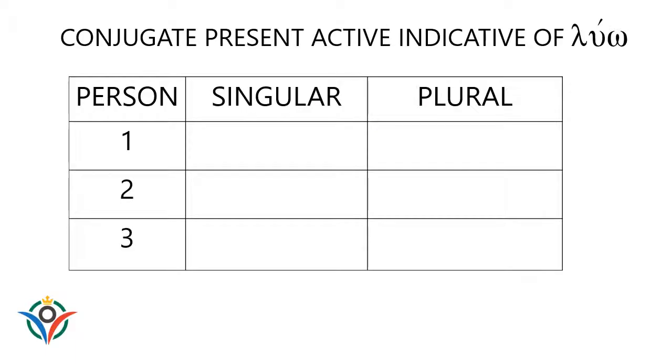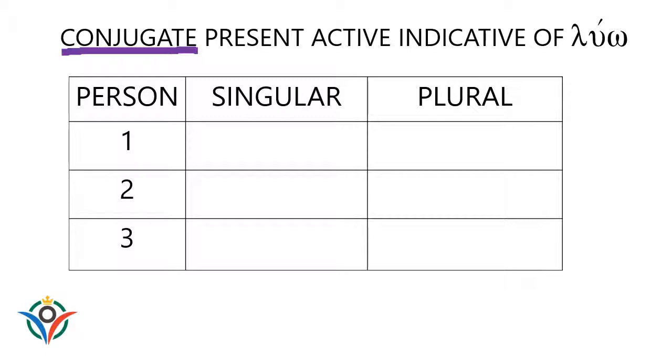So it says there, conjugate the present active indicative of luo. All right, so we are going to now practice showing how luo is modified for the different persons and numbers.